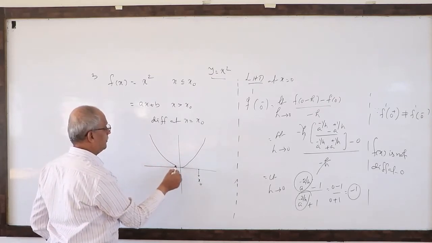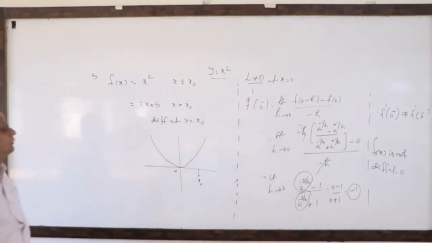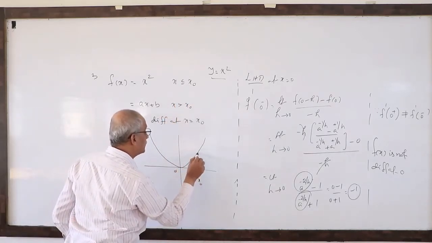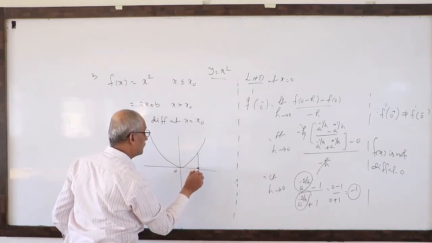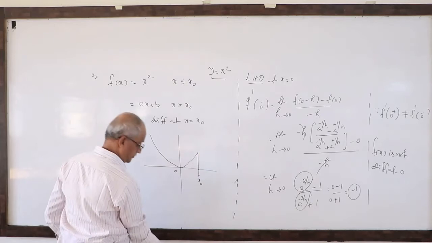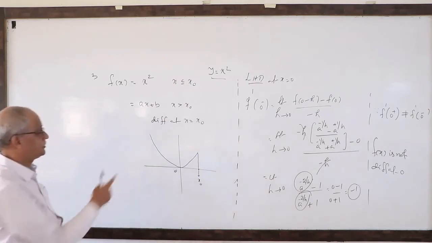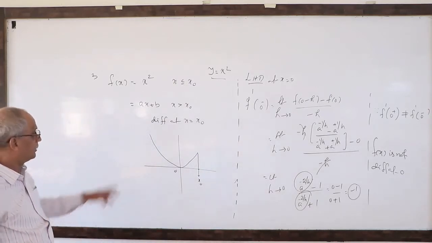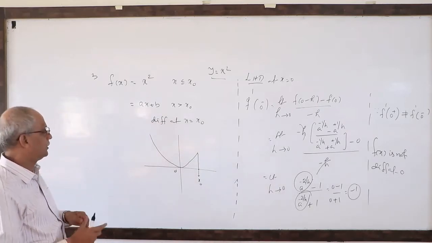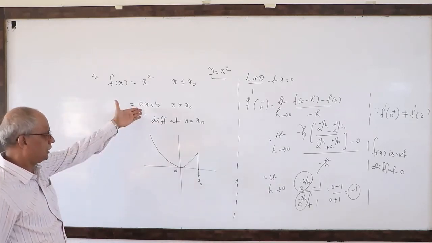This is the total parabola. But is the total parabola possible? Not possible. It is only up to x naught, including x naught. This is not there, this is first. After x naught, y equal to mx plus c is a straight line. y equal to mx plus c is a straight line only.